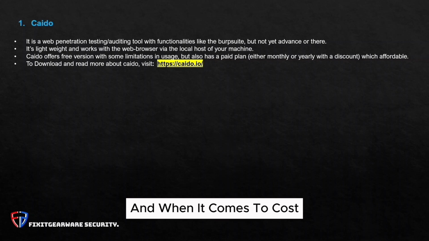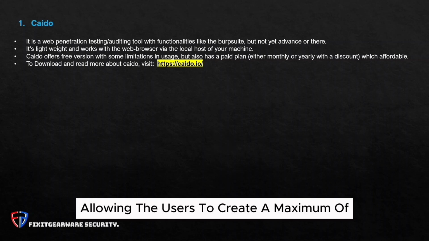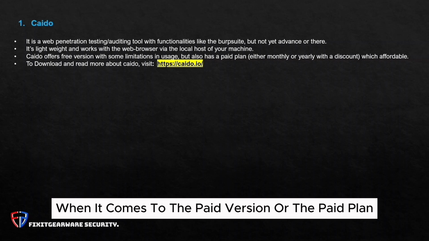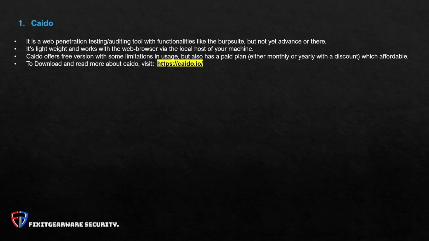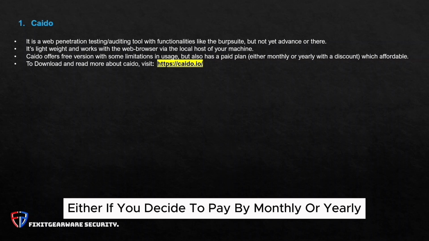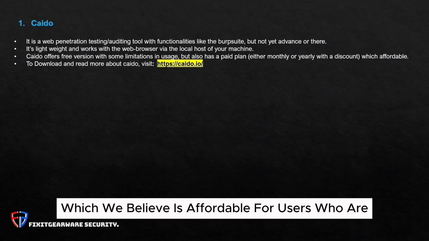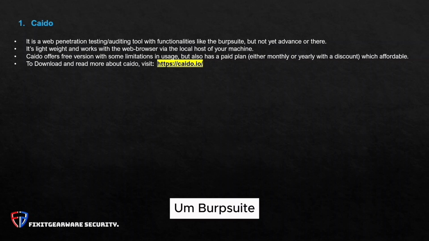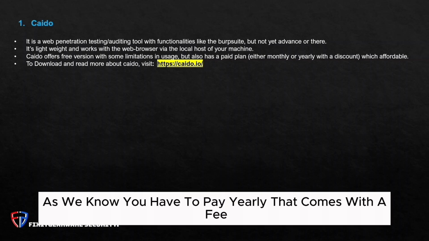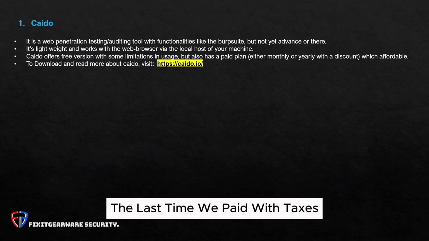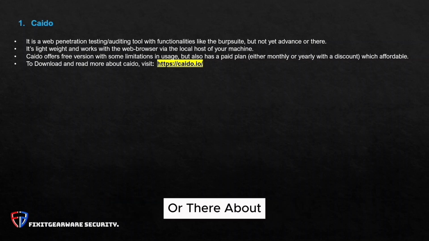And when it comes to cost, Kaido offers a free version with some limitations in usage, allowing users to create a maximum of 2 instances. However, when it comes to the paid plan, if you decide to pay bi-monthly or yearly, it comes with a discount, which we believe is affordable for users on a budget. Burp Suite, as we know, you have to pay yearly. That comes with a fee, I think approximately $500 the last time we paid with taxes or thereabouts.